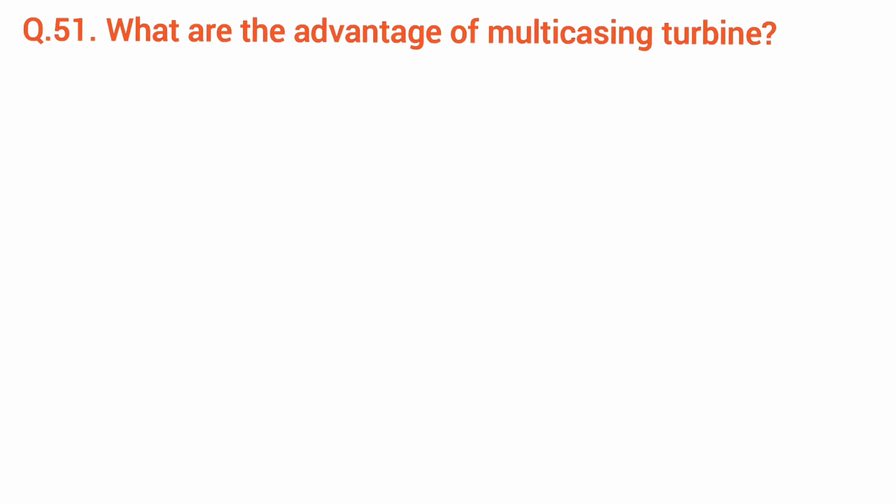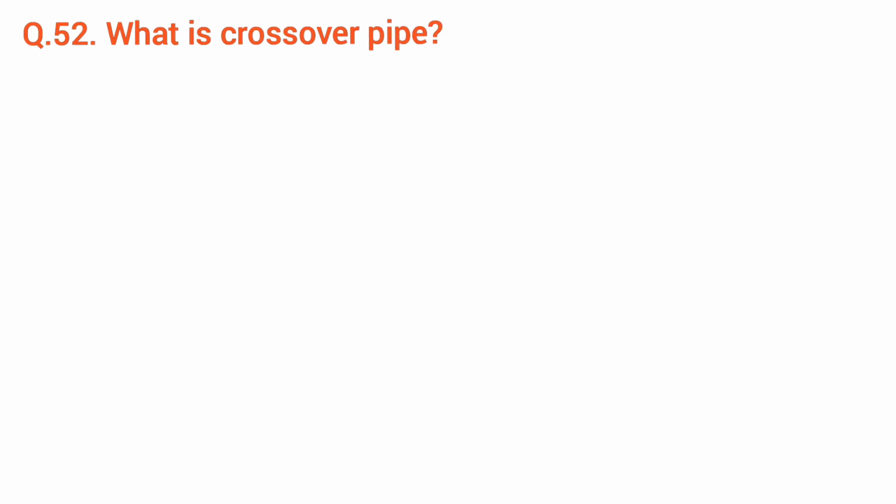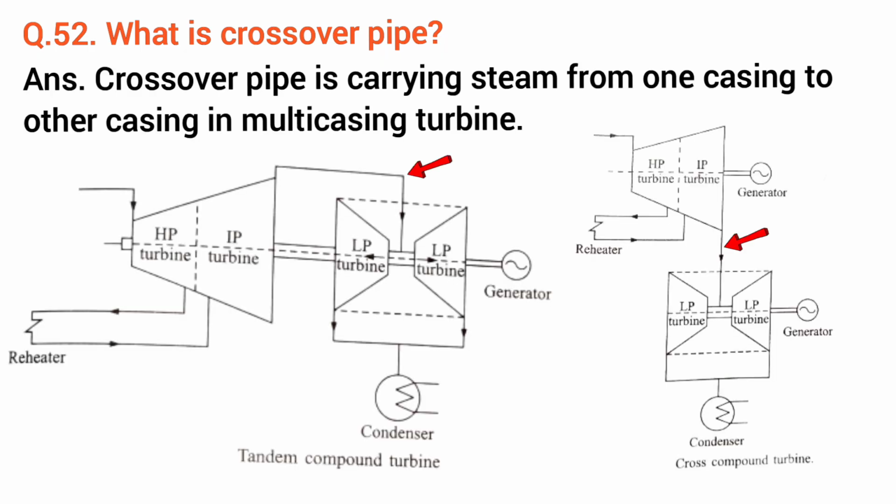What are the advantages of multicasing turbine? The advantages of a multicasing turbine are: the size of the casing reduces, the highest pressure can be confined to the smaller casing, which is stronger and made of more expensive material, and flow in the low pressure casing can be divided for equalizing the end thrusts. What is a crossover pipe? A crossover pipe carries steam from one casing to another casing in a multicasing turbine.